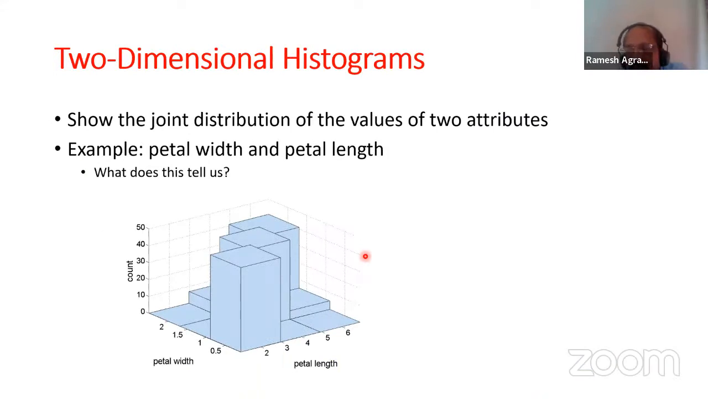So as we have discussed histogram for univariate, we can also plot histogram for two features at a time. Here we have shown two variables, petal width and petal length, and we are counting, for this petal width and this petal length, the number of samples lying in this database.